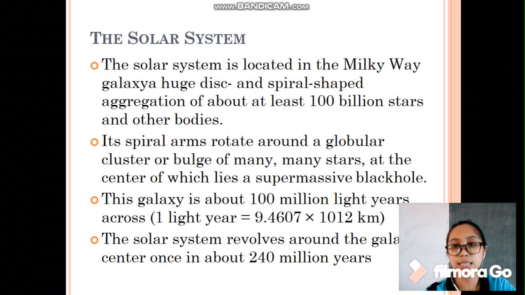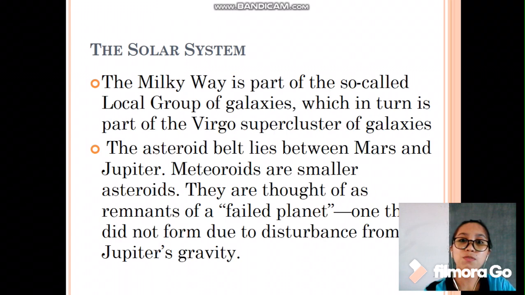So, the Milky Way is part of the so-called local group of galaxies, which in turn is part of the Virgo supercluster of galaxies. The asteroid belt lies between Mars and Jupiter. So you can see it in the video later. Meteoroids are smaller than asteroids, because asteroids are bigger than meteoroids. They are thought of as remnants of a failed planet. Okay, this is about the origin of the planets. One did not form due to the disturbance from Jupiter's gravity. Okay, those remnants are called meteoroids.